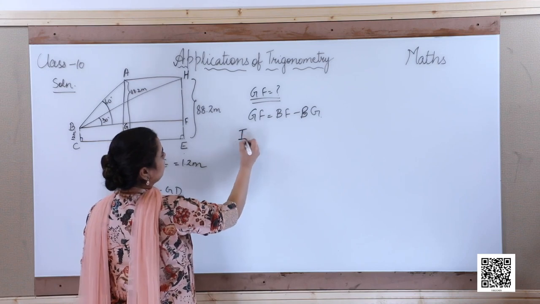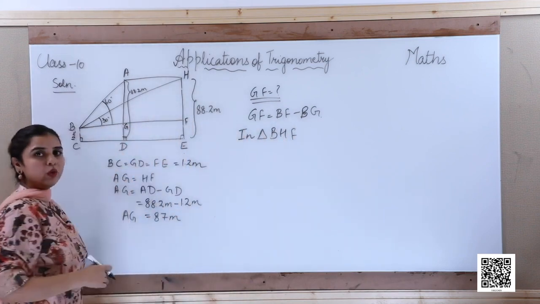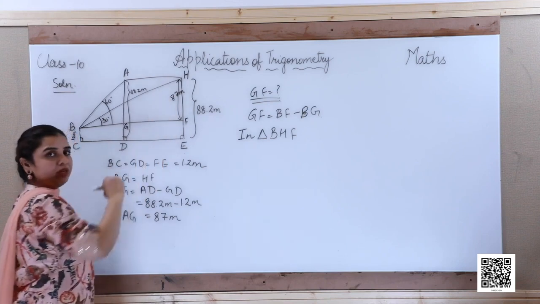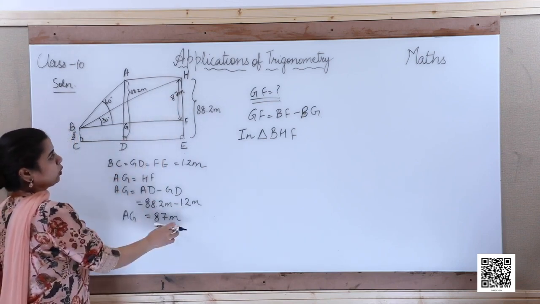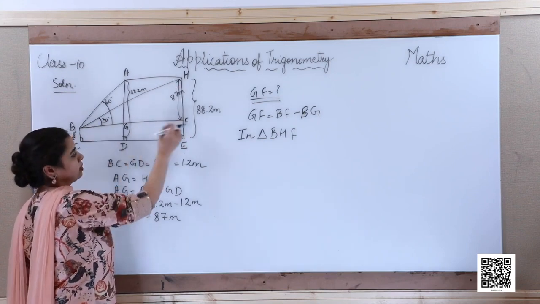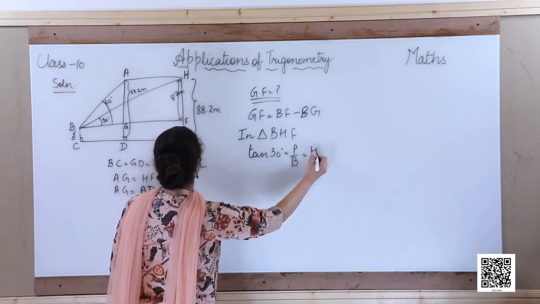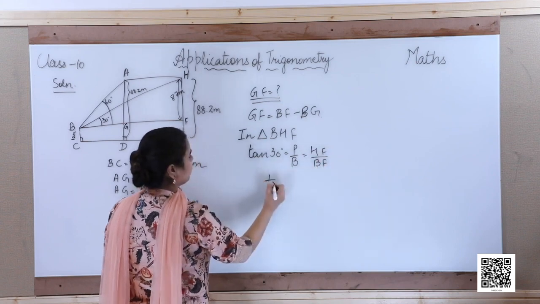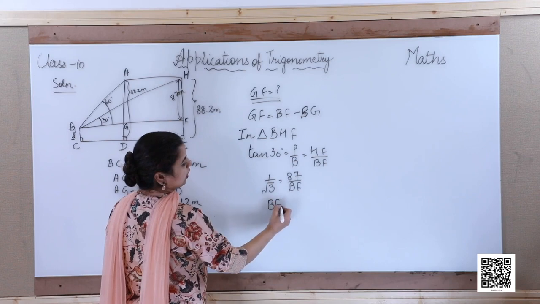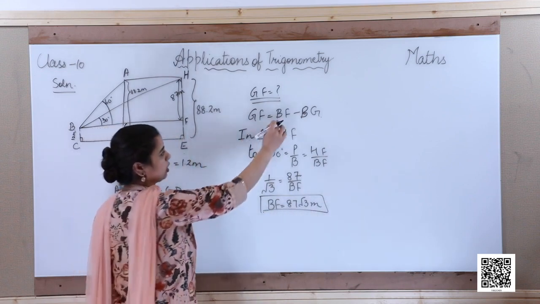So let us try to find with the help of trigonometry in triangle BHF. I want to find BF. Do I know any length of this triangle? Yes, I know this part. I know that this is equal to 87 meters. Just here I have found that AG, which is equal to HF, it is equal to 87 meters. I know this part. I want to find this part. This is perpendicular and this is base. So tan 30 degree is equal to perpendicular upon base is equal to HF upon BF. Tan 30 is 1 by root 3. HF is 87 and this is BF. So BF is equal to 87 root 3 meters. So I have been able to find out BF, which was required here.